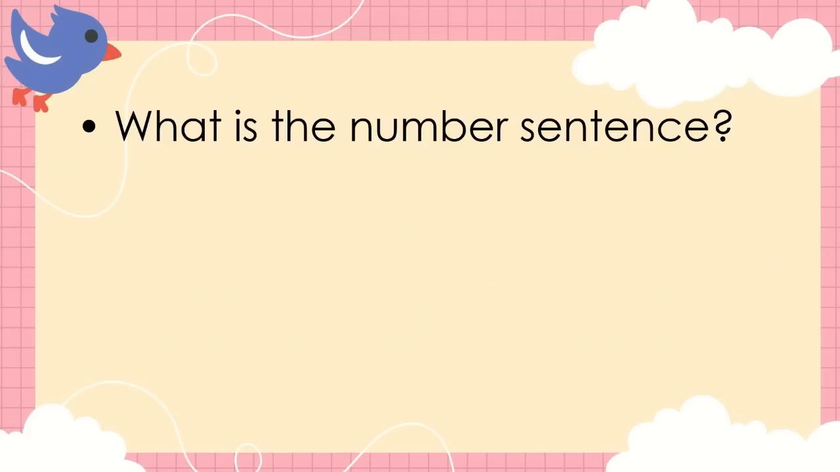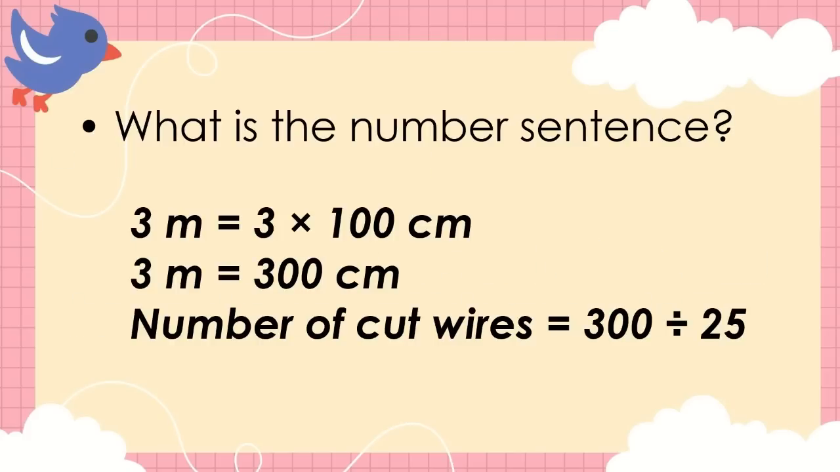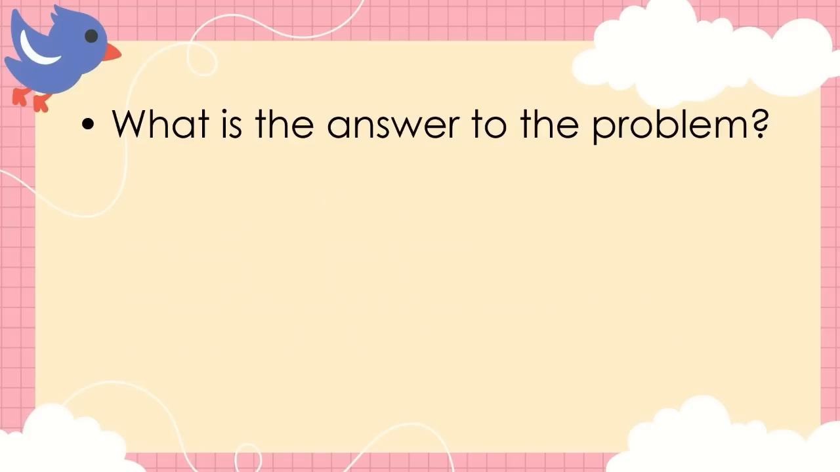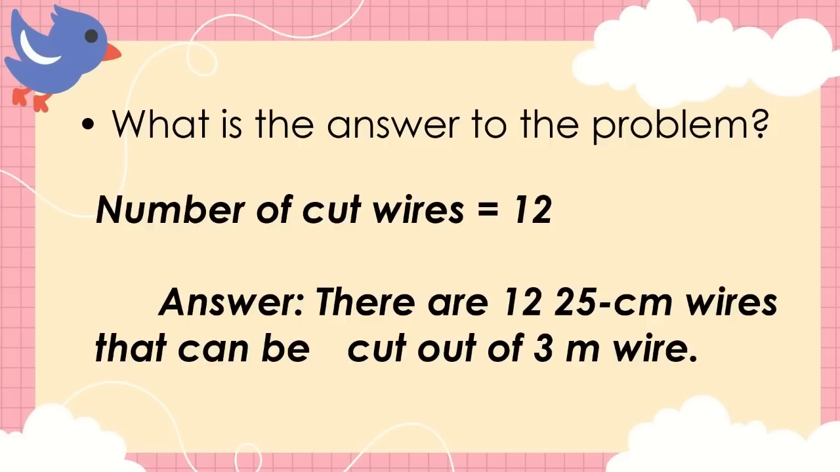What is the number sentence? 3 meters equals 3 times 100 centimeters. 3 meters equals 300 centimeters. Number of cut wires equals 300 divided by 25. What is the answer to the problem? Number of cut wires equals 12. Answer, there are 12 25 centimeter wires that can be cut out of 3 meter wire.